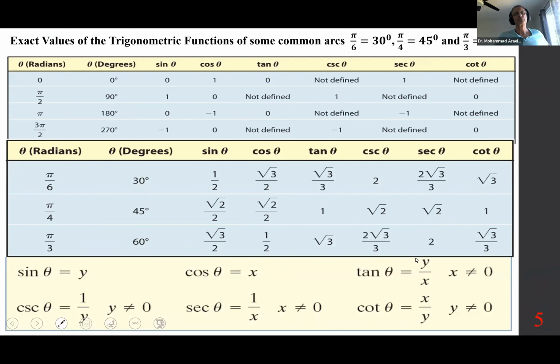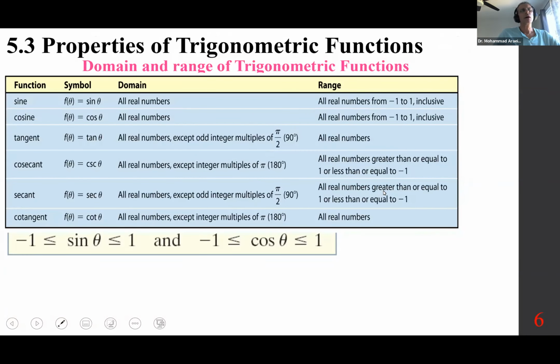These are some exact values of common arcs, such as pi over 6 or 30 degrees, pi over 4 or 45 degrees, pi over 3 or 60 degrees. We are supposed to be comfortable with those. We are going to look at more properties.